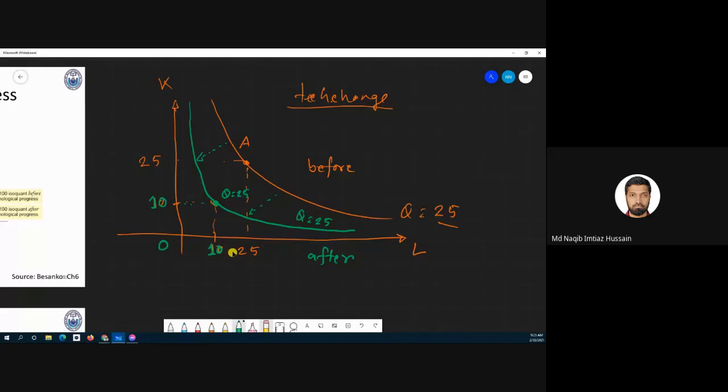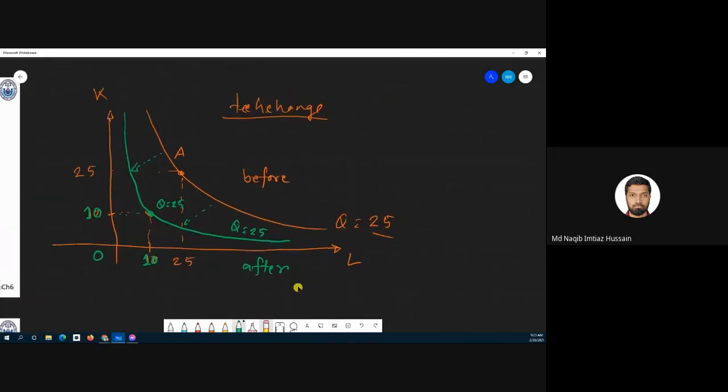If the technology has progressed, or it has made you further inefficient. If you had a graph after the technological change which looks like this, and your Q would be equal to 25, what does that mean?